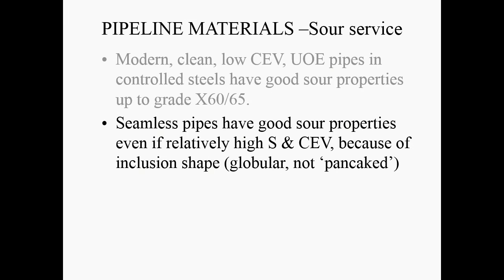Generally, seamless pipe materials have a slightly higher carbon equivalent and a slightly higher sulfur content, but even so, because of the way that they're manufactured, because they don't use this rolled plate, it's a quenched and tempered material, generally the inclusions are round, they're not pancake or flat, and so they have better performance. Now, so why don't we use seamless pipes for everything? As we'll see later on, they're much more difficult to make reliably.